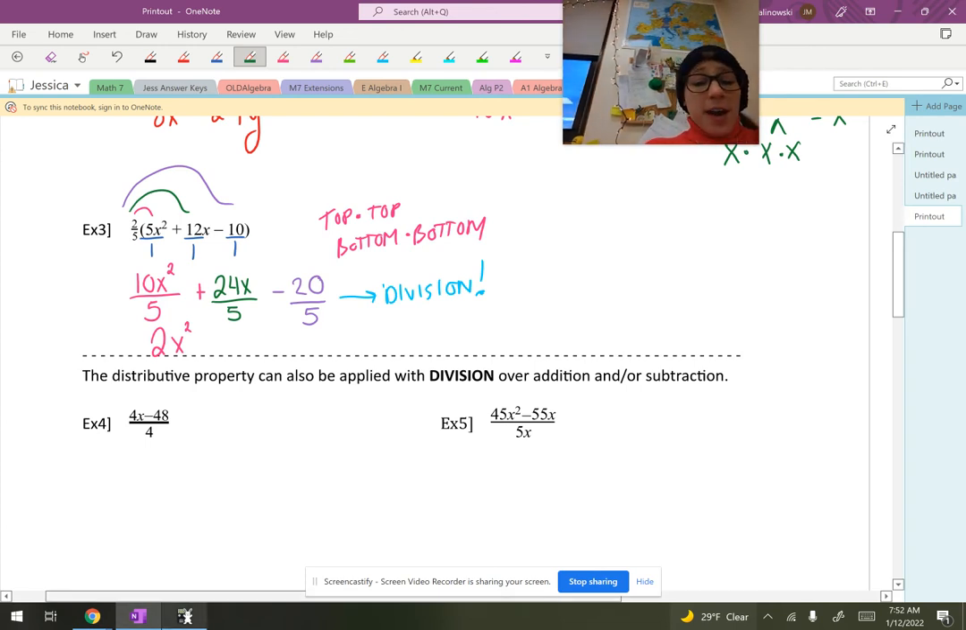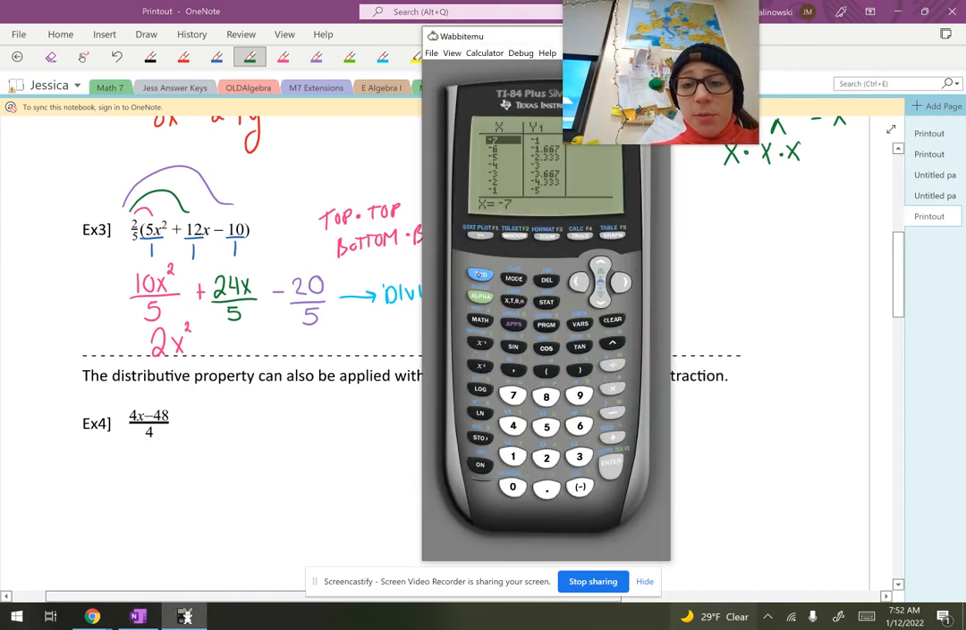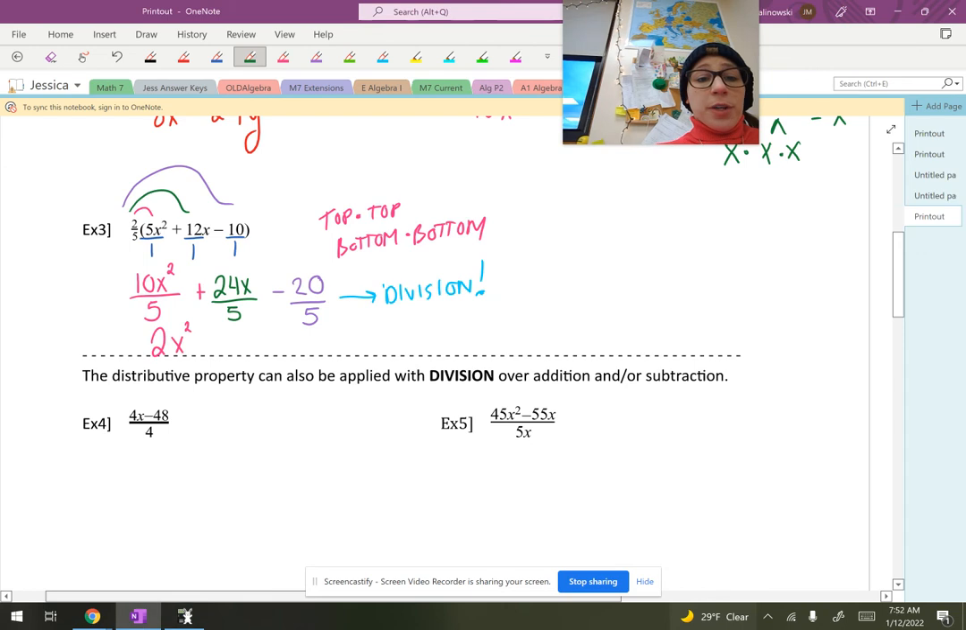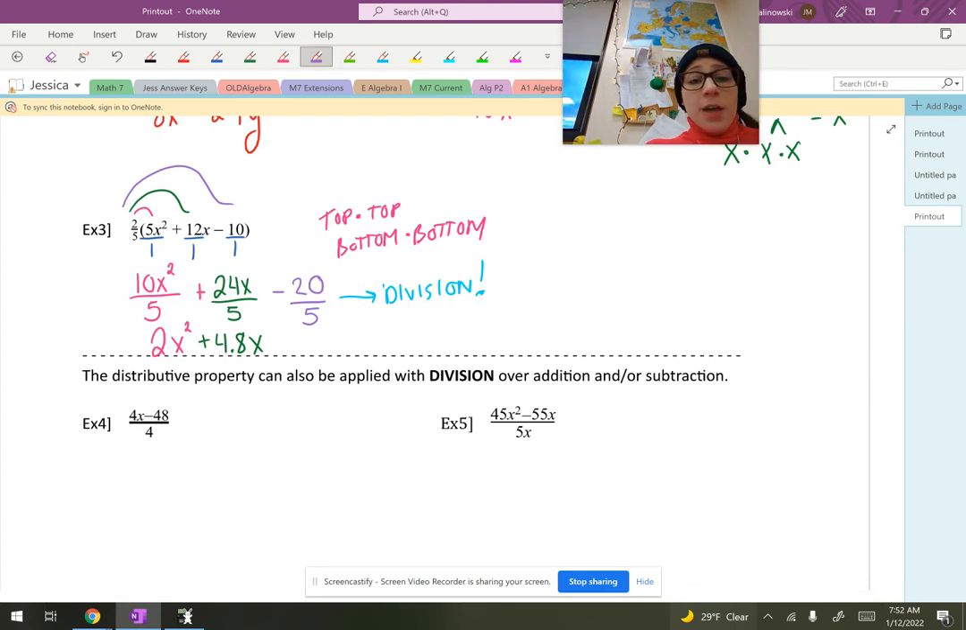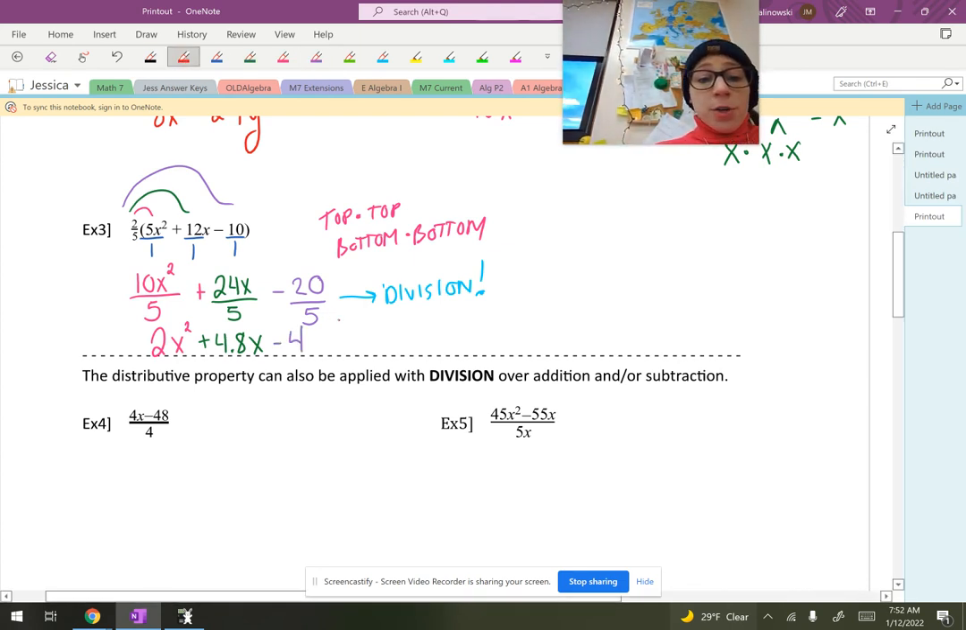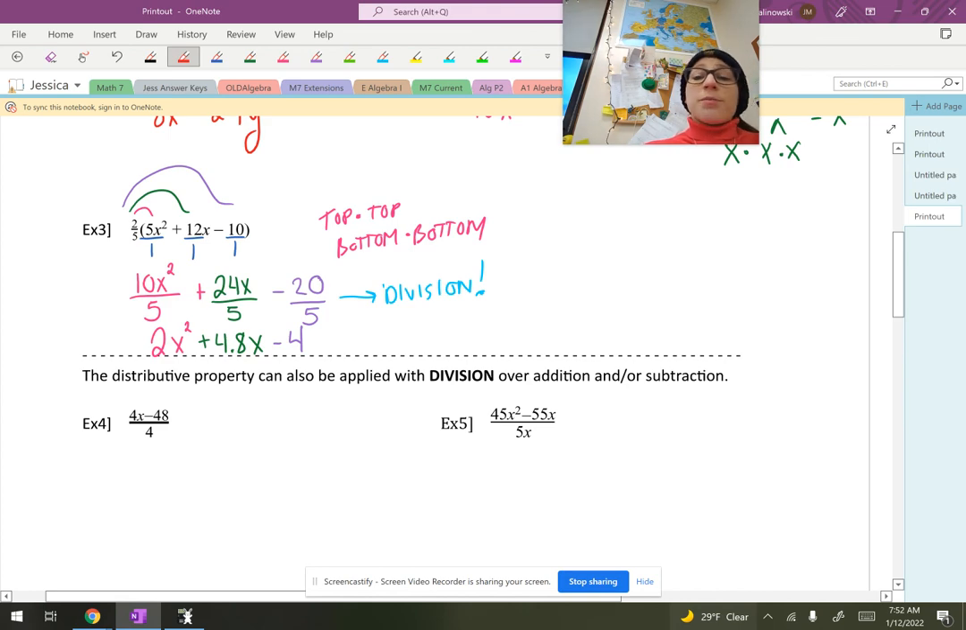24 divided by 5, I don't think that's anything nice and normal, but let's check just in case. 24 divided by 5 is 4.8. We can use 4.8. That's acceptable. So that's going to be plus 4.8x. And then -20 divided by 5 is going to be -4. So boom, 2x squared plus 4.8x minus 4. Final answer, because none of those are like terms.